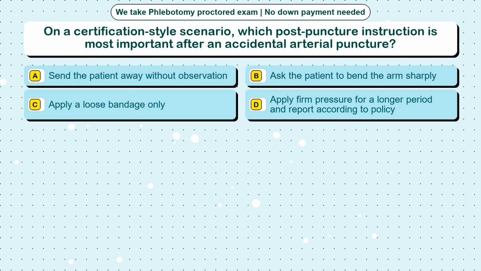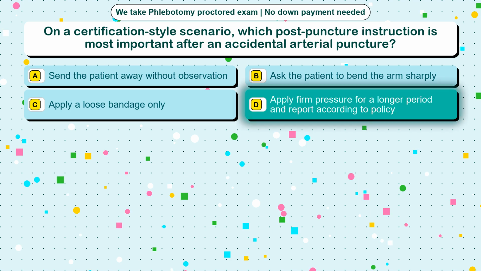Question 50. On a certification-style scenario, which post-puncture instruction is most important after an accidental arterial puncture? Option A. Send the patient away without observation. Option B. Ask the patient to bend the arm sharply. Option C. Apply a loose bandage only. Option D. Apply firm pressure for a longer period and report according to policy.